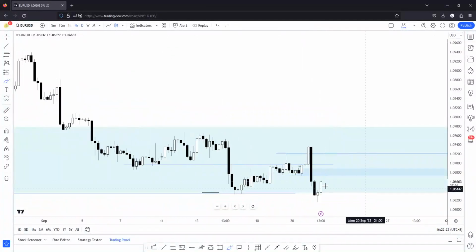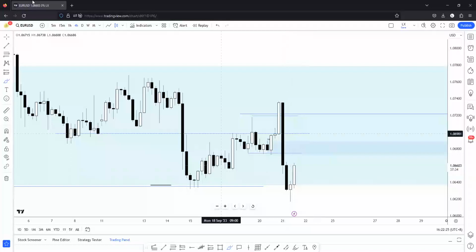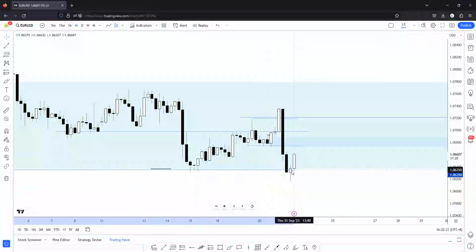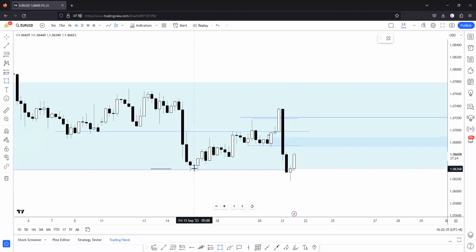If we move down to the lower time frame, 4 hours or even the 1 hour, you can see that this zone that we have is a potential demand region. Price came in, swept the previous low, and there's a potential demand on this zone. If price breaks and closes above it, it does a pullback into this area. This is a potential region.